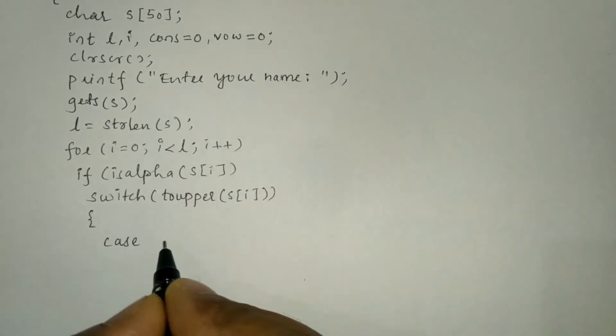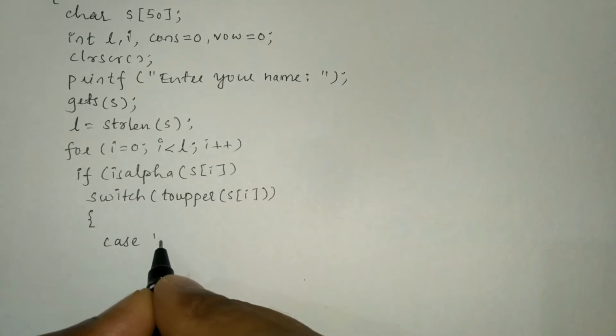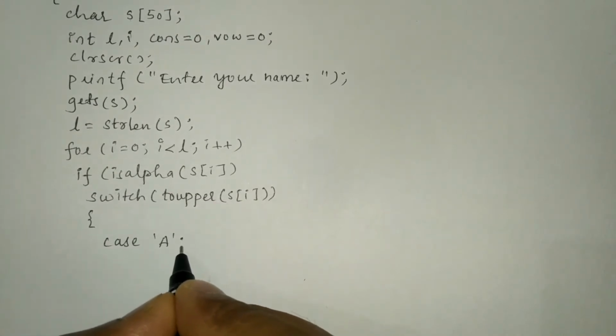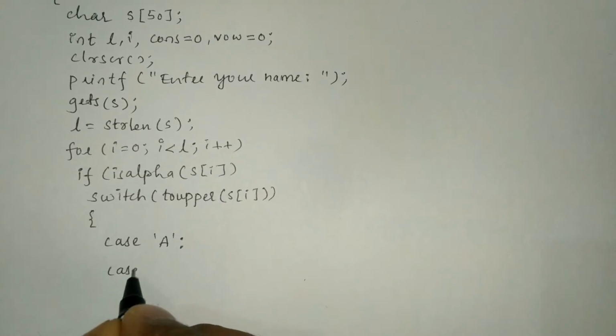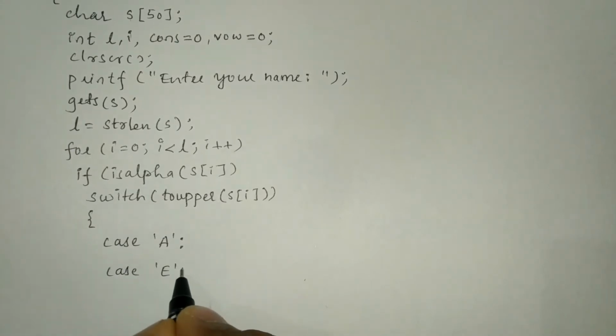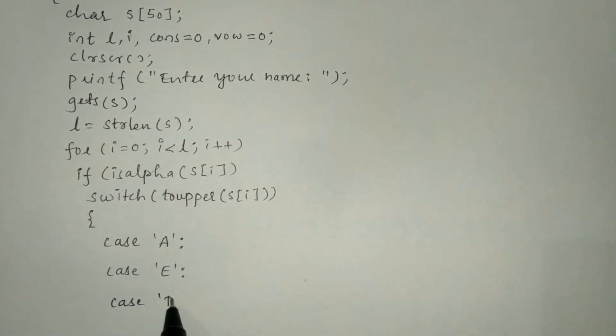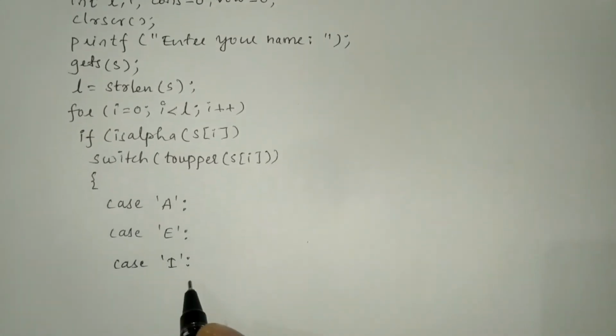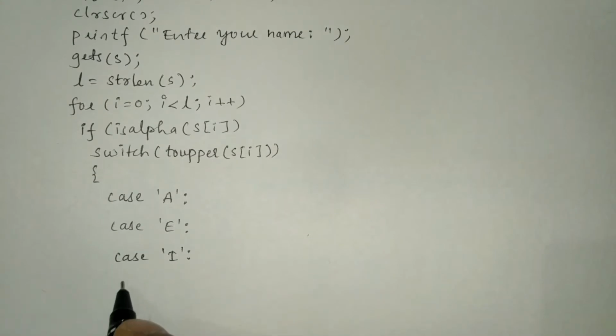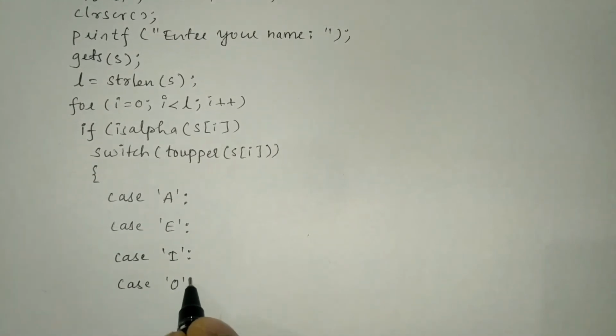So case is a keyword, it should be written in lowercase letter, and in a single quotation mark I'm going to write capital A colon. Next case, in a single quotation mark I'll write E, because here there are 5 vowels, that is A, E, I, O, U. So that's the reason I'm writing A, E. Next is I, in a single quotation mark you have to write capital letter. So case I, next case O, next case U, capital U in a single quotation mark.